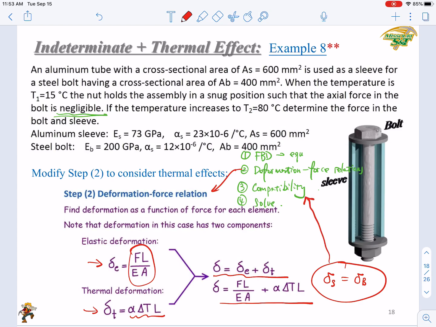The compatibility equation will be the same but each one of them will have two components. Right, this is the elastic component of the sleeve plus the thermal deformation of the sleeve, and this one also has two components: elastic of the bolt plus thermal of the bolt. Right. So each of them has two components. Okay, so you can see that we just need to modify actually the second step. Okay, so we can solve this problem.